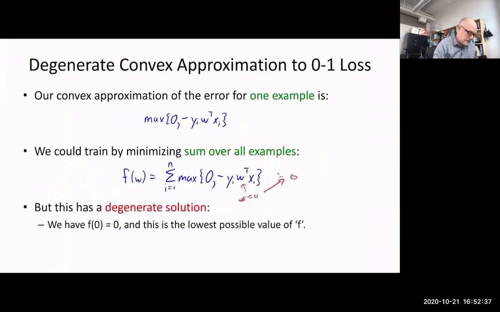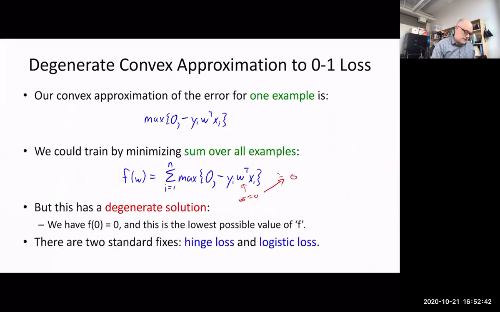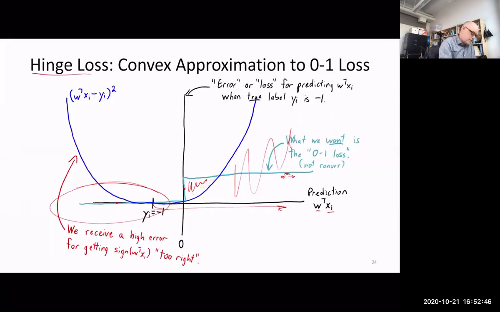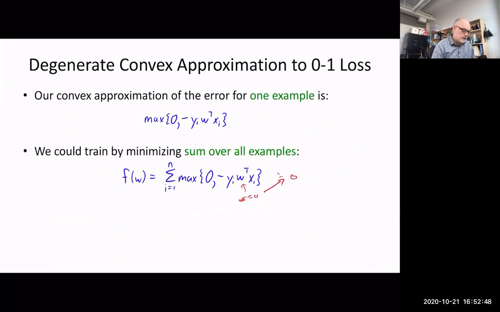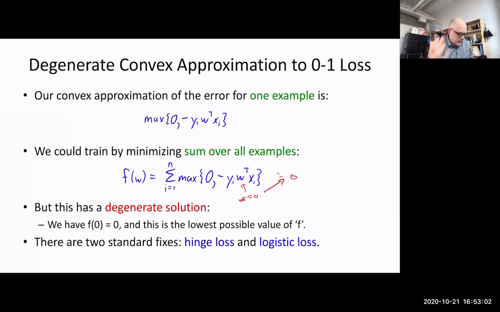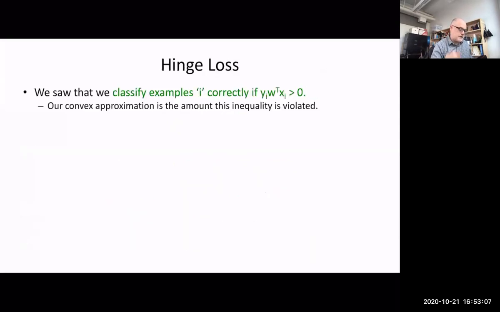Okay, so we can cheat with this particular degenerate convex approximation, the hinge loss. Sorry, I shouldn't say that. We're going to talk about a degenerate approximation here. The degenerate thing is if W is equal to 0, then it's uninteresting. To minimize this loss, we just set all the weights of the model to 0 and we're done. That's the lowest possible thing. There are two standard fixes, the hinge loss, which is not degenerate, and the logistic loss. We're going to talk about the hinge loss, and that'll be it for today.